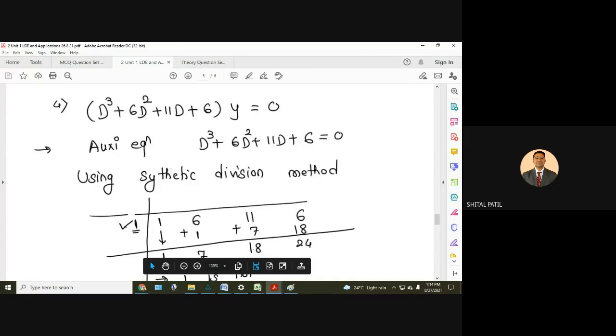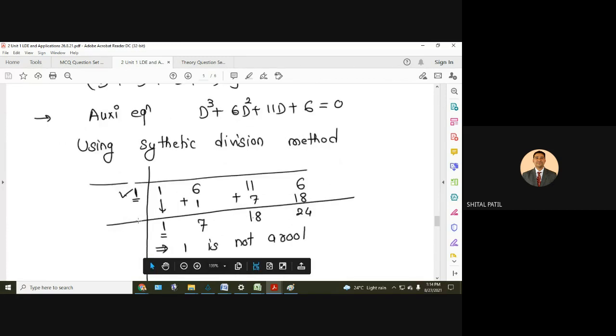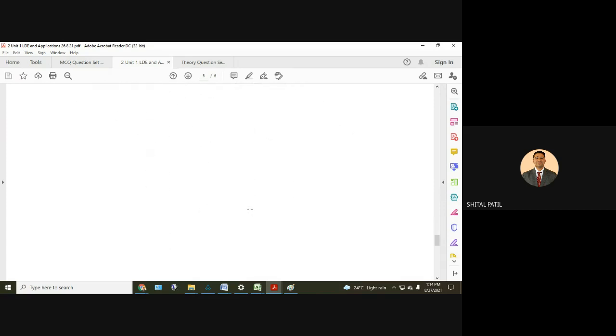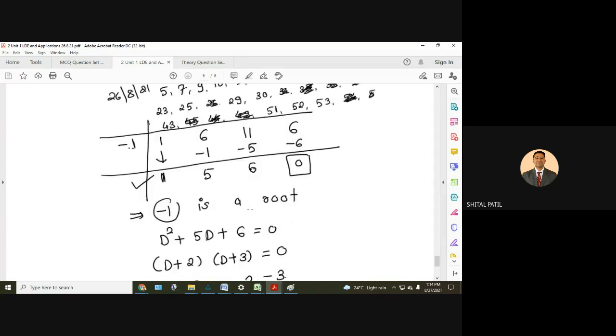Then we solved a cubic equation also, and there we understood that we have to use the synthetic division method. So write the coefficients 1, 6, 11, 6. Suppose 1 is the root, then the last number we get is 24. It is not 0, and therefore 1 is not a root. Then we tried with -1, and we found that the last number is 0. Therefore -1 is one of the roots.